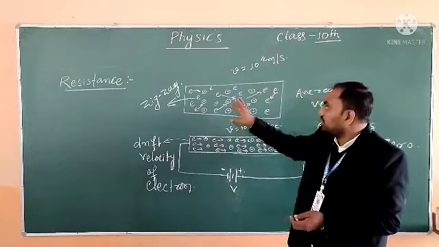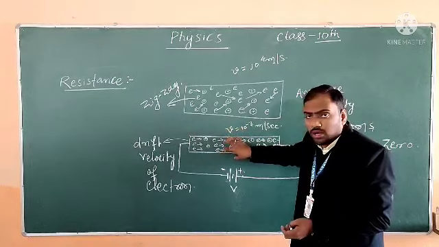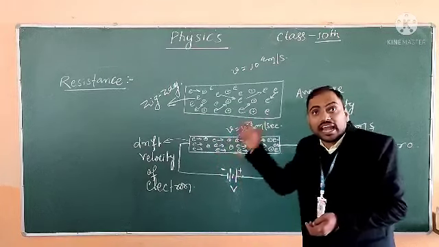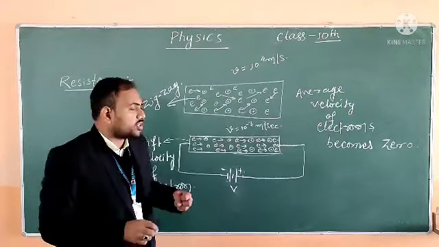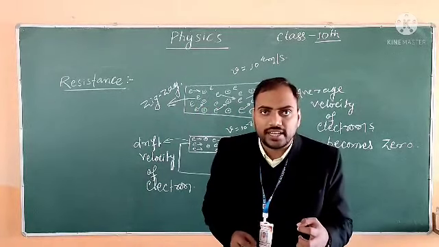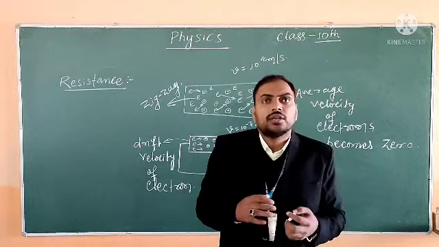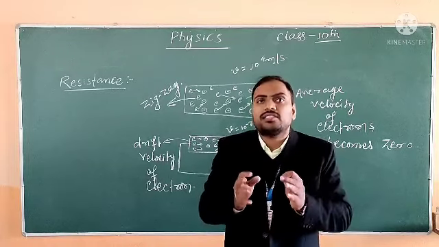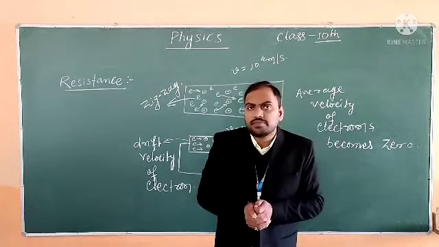It does not mean that there will be no collision over here. There will be some collision. Okay, and that some collision causes resistance. So resistance is the property of a material in which electrons flow and collide and often face hindrance, and this is called resistance. Okay, I hope you get this concept.